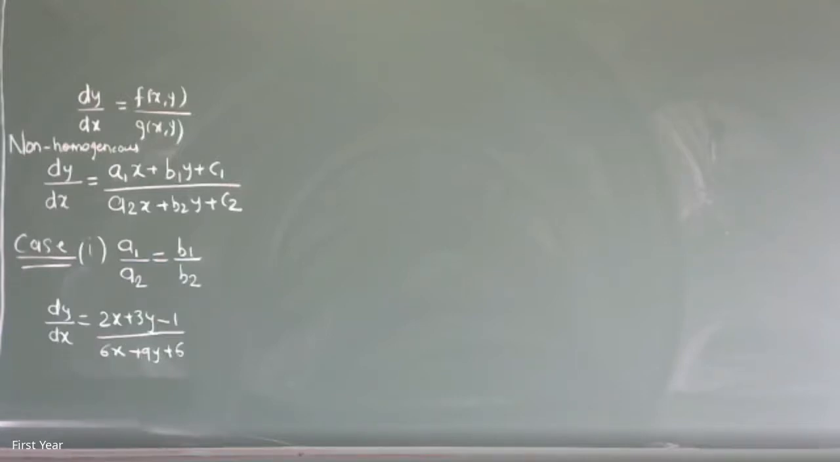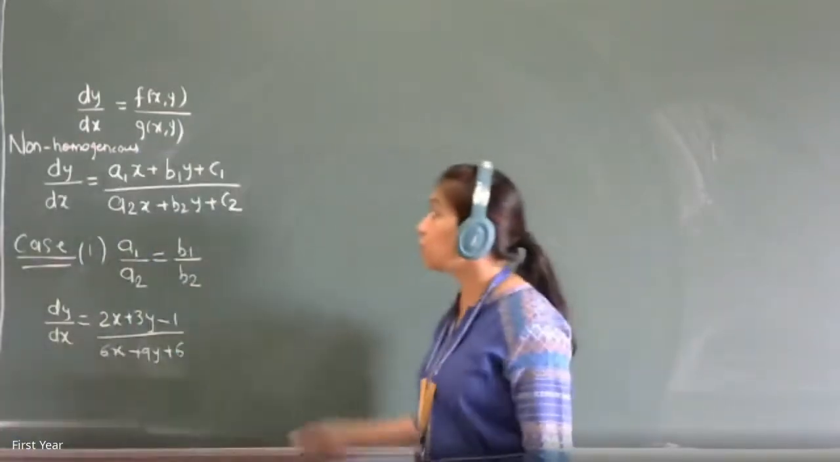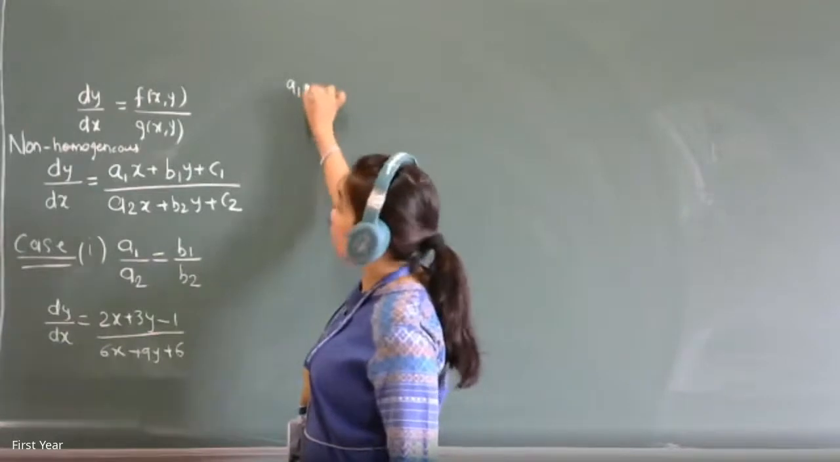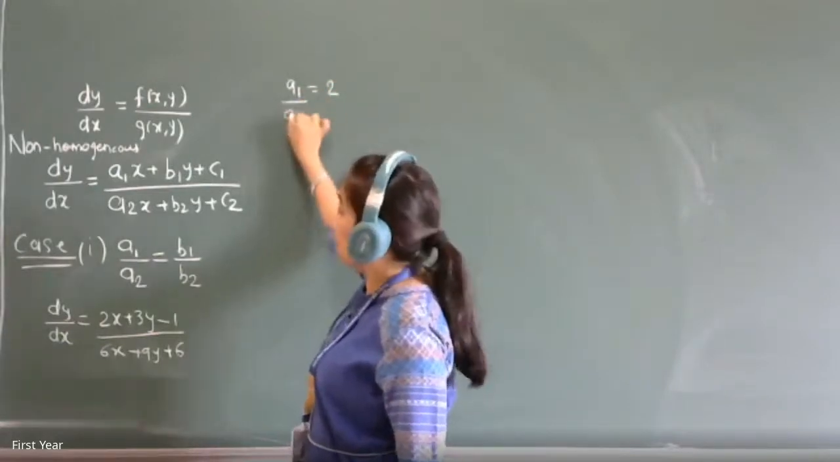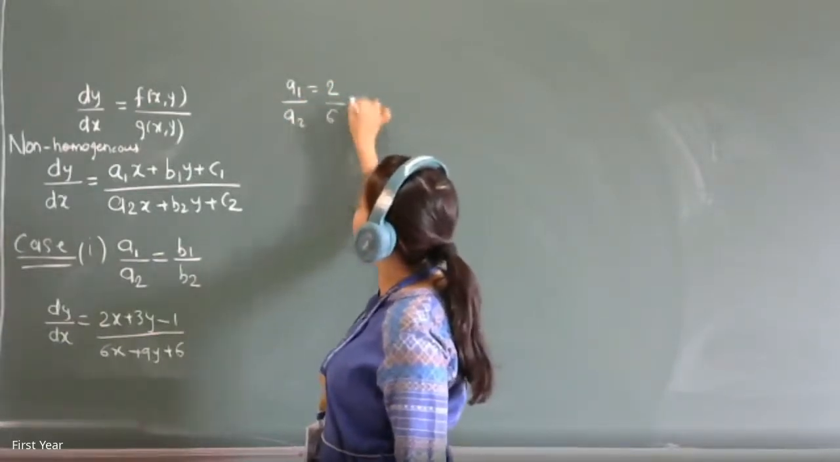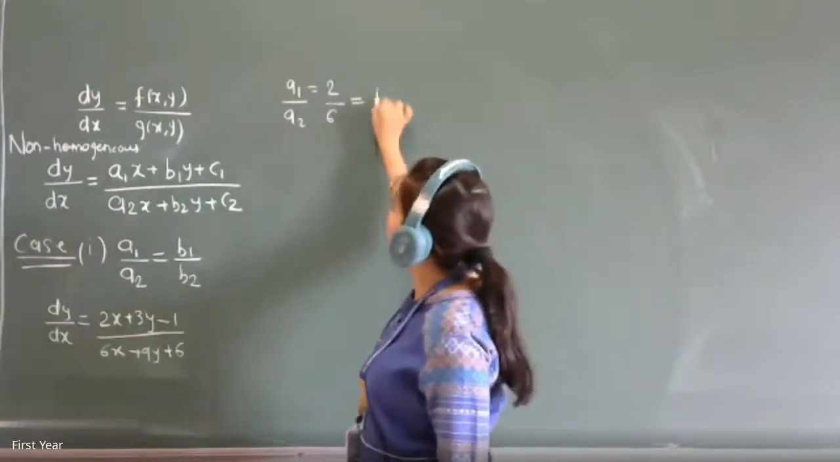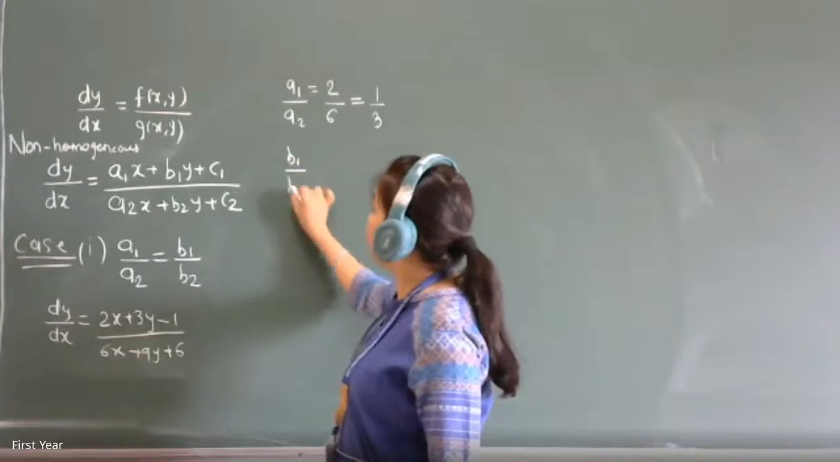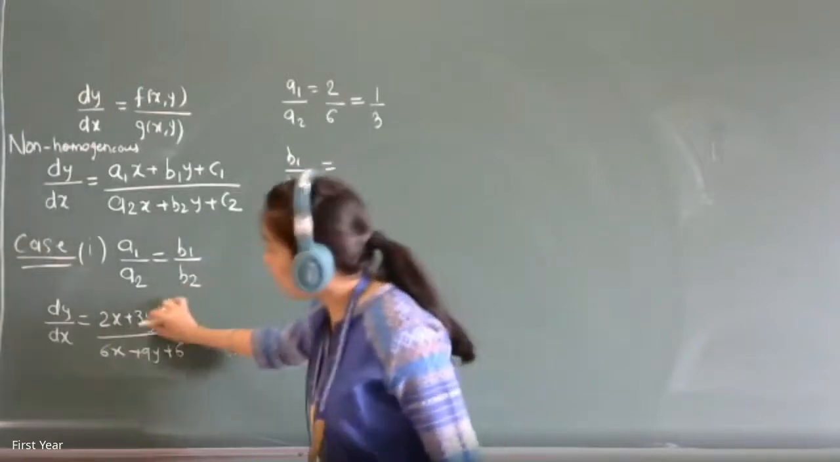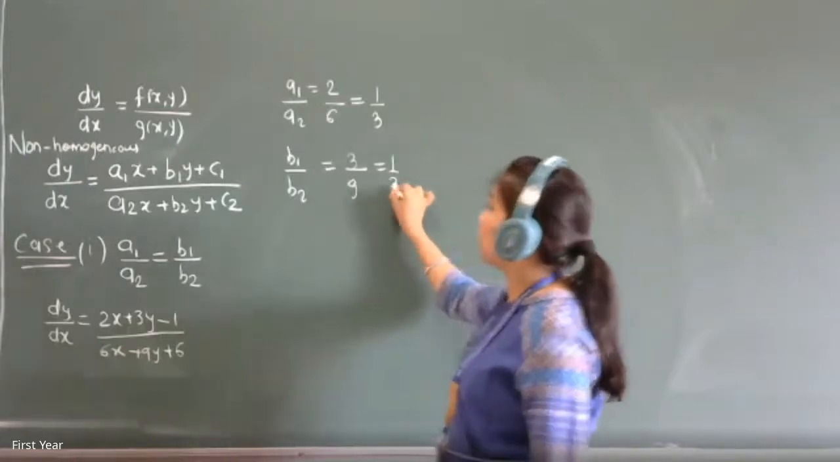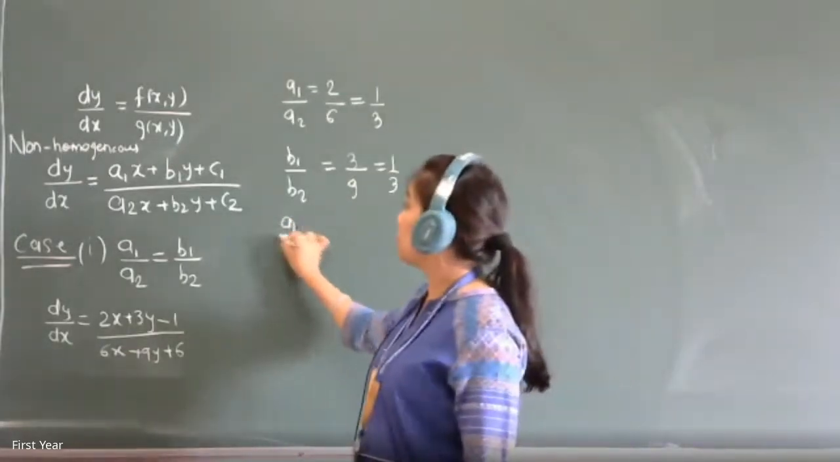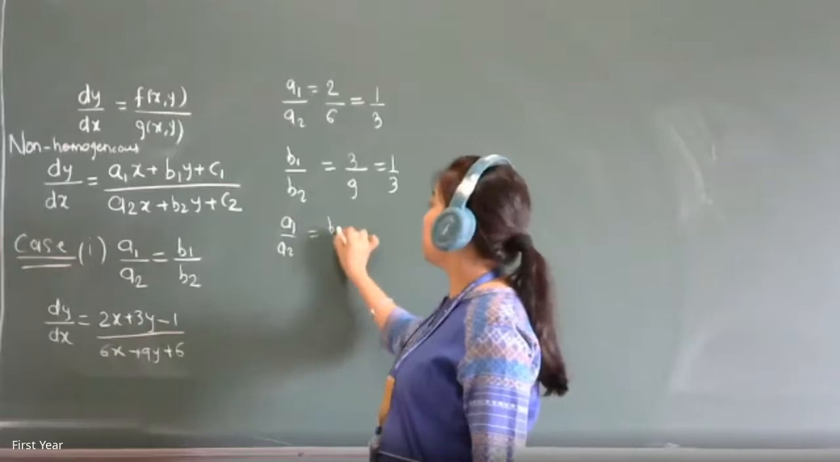So look at the question. What is a1? a1 is the coefficient of x in the numerator. So a1 is equal to 2 and a2 is equal to 6. So what is a1 by a2? 1 by 3. And what is b1 by b2? b1 is the coefficient of y. 3 by 9, which is again 1 by 3. So a1 by a2 is equal to b1 by b2.